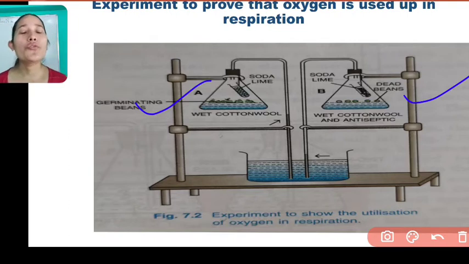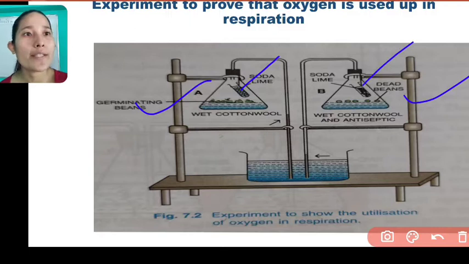Now in both flasks you can see that a small test tube is placed. It consists of soda lime. Soda lime is a mixture of sodium hydroxide and slaked lime. Why is it used? We know that during respiration carbon dioxide is produced. So if any carbon dioxide is produced, it is absorbed by the soda lime.